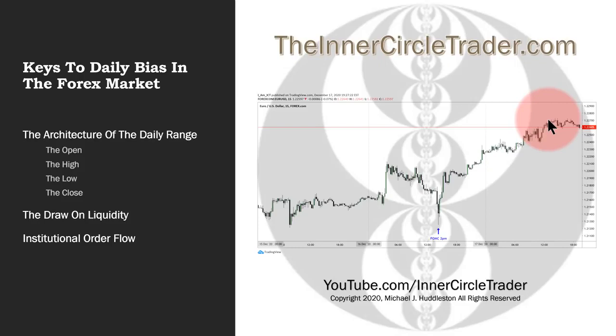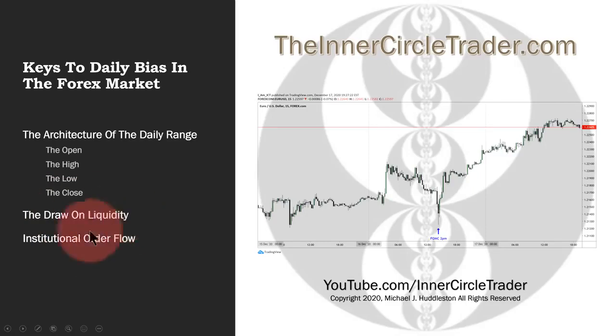It was madness. The only way you're going to learn how to trust daily bias and know when it's favorable is by understanding the economic calendar, market structure, and understanding institutional order flow. The institutional order flow is the last thing in this list, but this right here is assuming that you know what this is, the draw on liquidity.